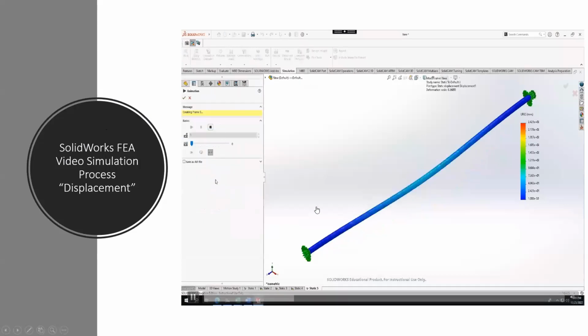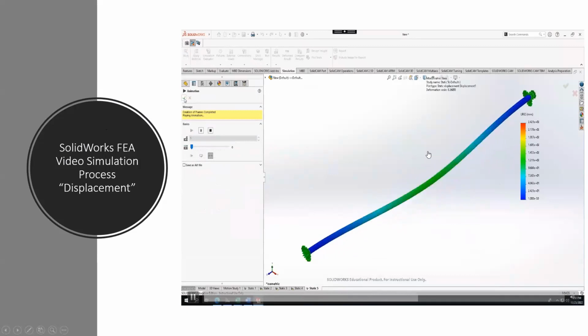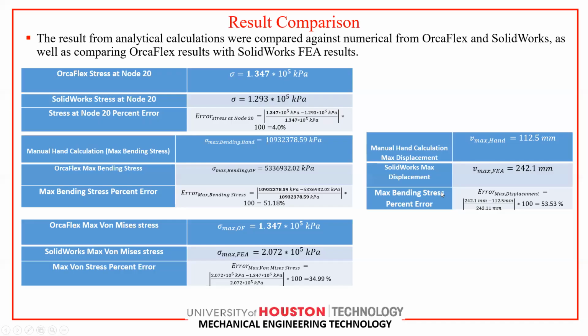So this is the animation of the displacement. It goes up and down, and shows the different colors of blue, light blue, green, yellow, and red. Red means maximum displacement, which is located in the middle of the pipes.